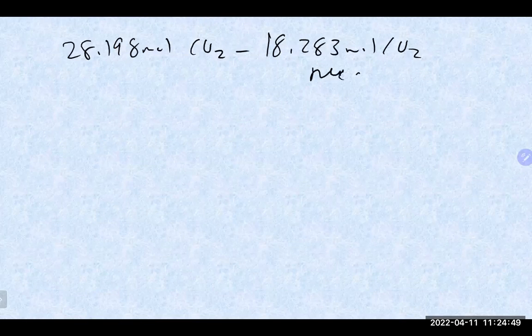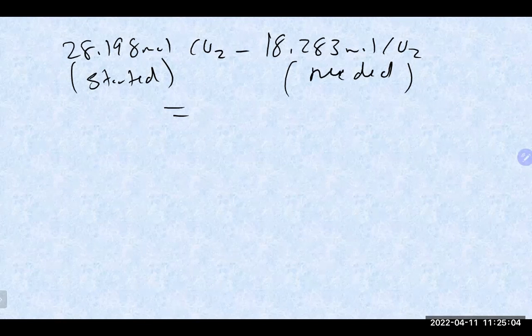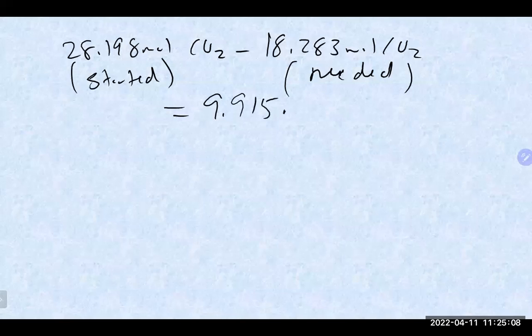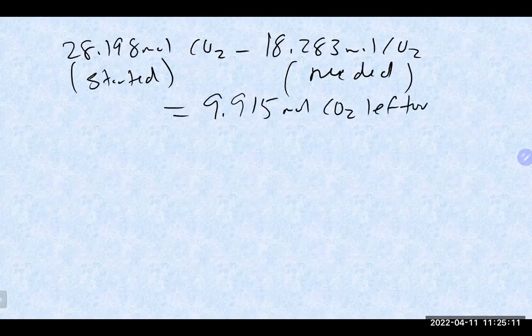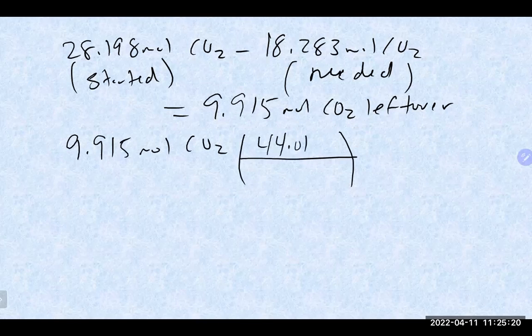So that again was how much was needed. That's how much we started with. And that tells us that we ended up with 28.198 minus 18.283, about 9.915 moles of CO2 left over, which we can then use the molar mass of CO2 to figure out how many grams that would be, which is obviously the same molar mass we used earlier. So times it by 44.01 gives us, it looks like, 436.4 grams of CO2 left over.